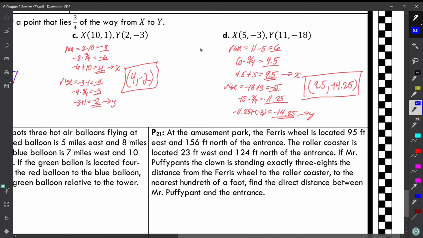Cool beans, last one here. Run. 11 minus 5 is 6. Multiplied by the 3/4, it's not going to be a pretty number. On the calculator it gives me 4.5. 4.5 plus 5, which is my x, gives me 9.5 for my new x. And for the rise, negative 18 minus negative 3, so it's negative 18 plus 3, is negative 15. Multiply by the 3/4, you get a negative 11.25, and then add that to the negative 3, you get negative 14.25. And that's my new coordinate, 9.5, negative 14.25.